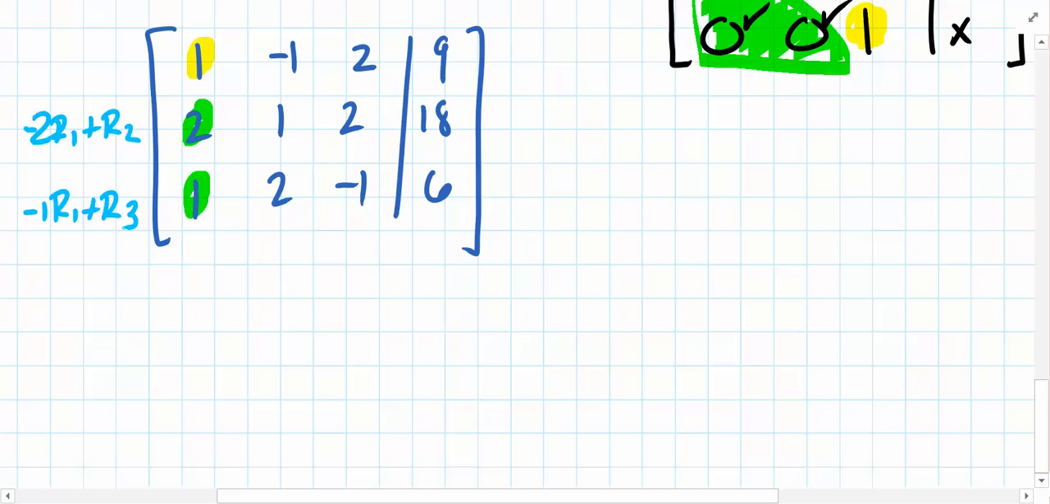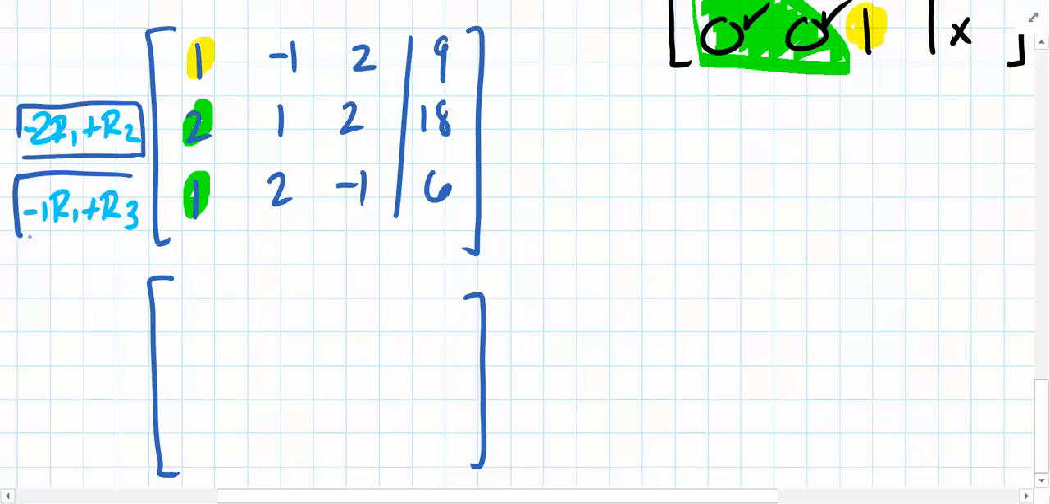See that? Okay, so let's go ahead and do that, all right? And I'll use blue to keep it all consistent for you. And notice I can do two things, right? I can do two row operations in one sitting. That's allowed, okay? So row 1's not going to change. So 1, negative 1, 2, and then 9. Okay, now, negative 2 times 1, how much? Negative 2. And then add that to 2.